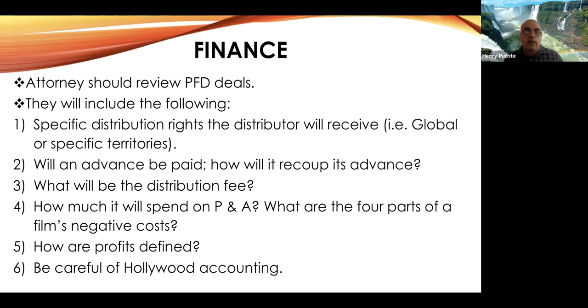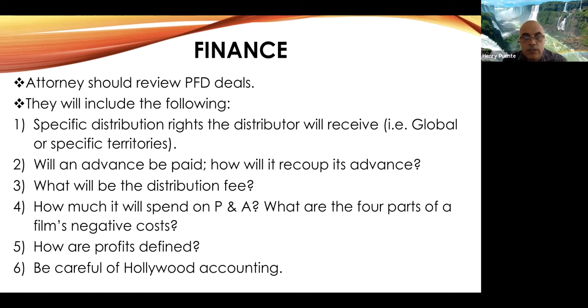It's going to tell in the contract if there's going to be an advance paid. So in other words, are you paying the producer $1 million before the movie's released? How are we going to recoup the advance? Because whenever you get an advance, that means on the back end, you're not going to make as much.